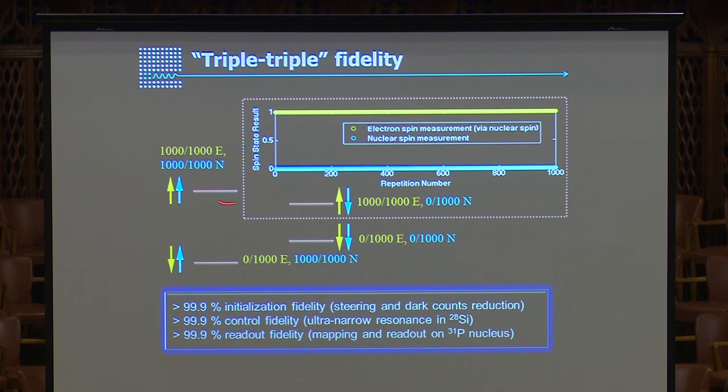So if you do the full analysis of this, you find what she called the triple-triple. So there's 99.9% fidelity on everything: initialization, control, and readout through the nuclear spin. This is rare in the solid state. It's very rare. I think ion traps are there, but not many other systems, okay? And remember, this is in a silicon transistor, basically. Okay?